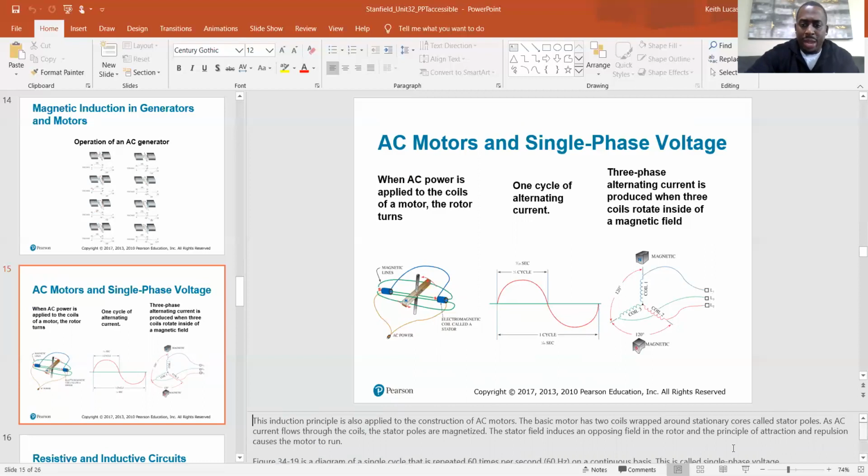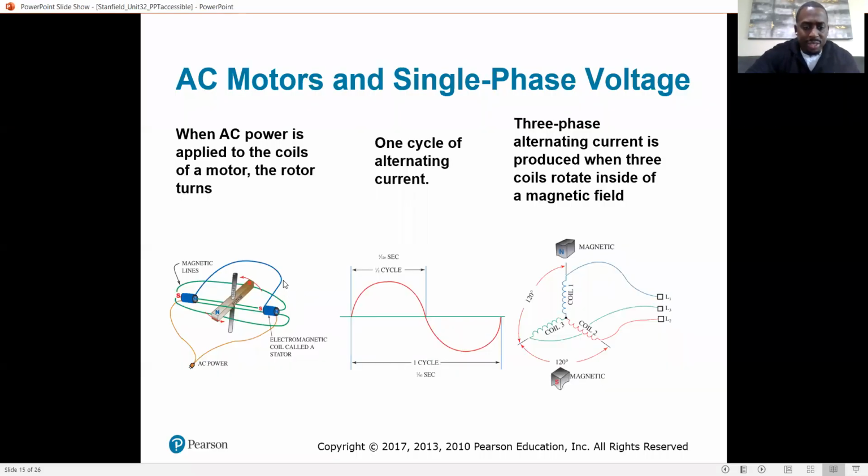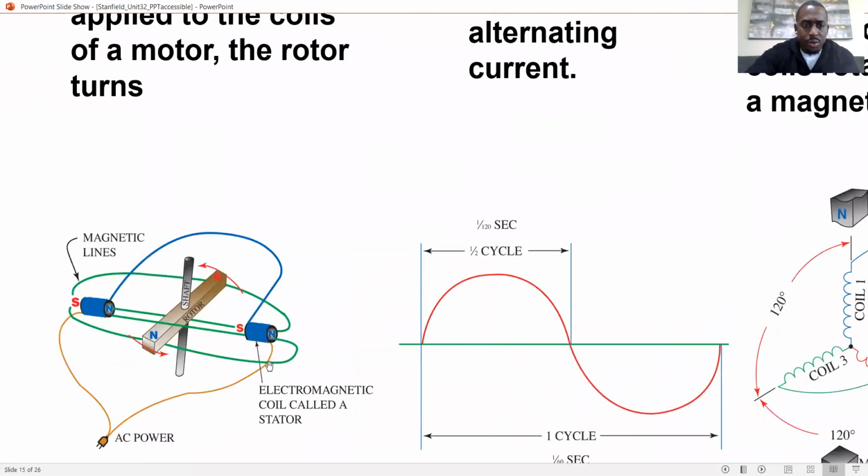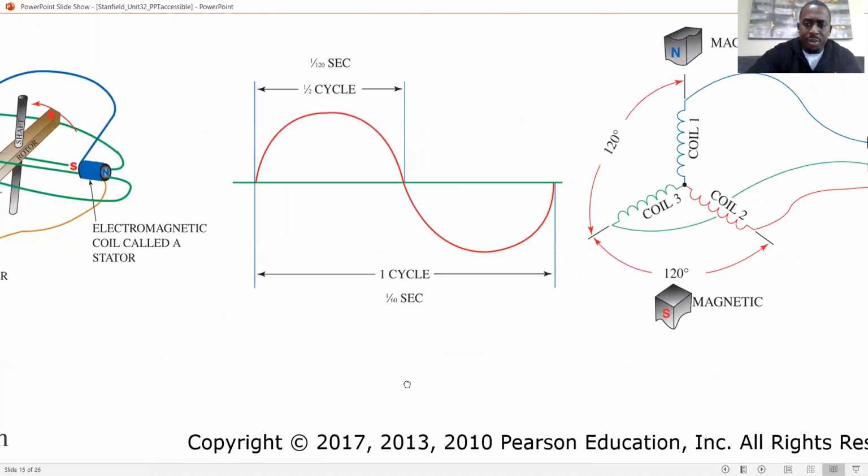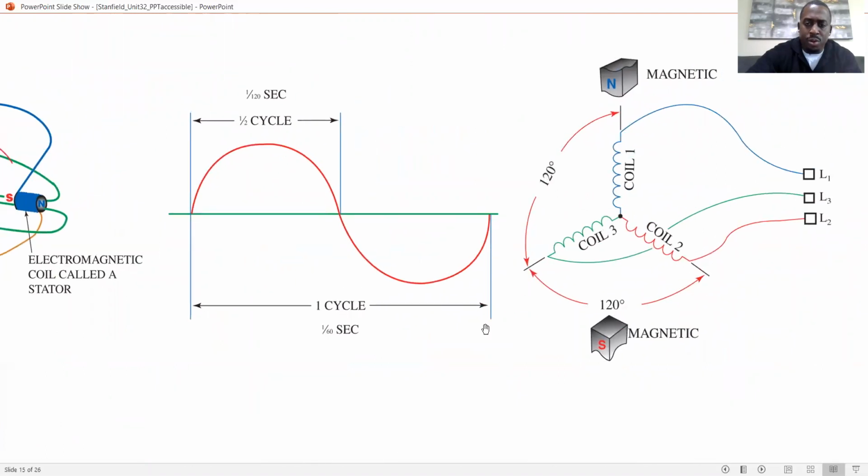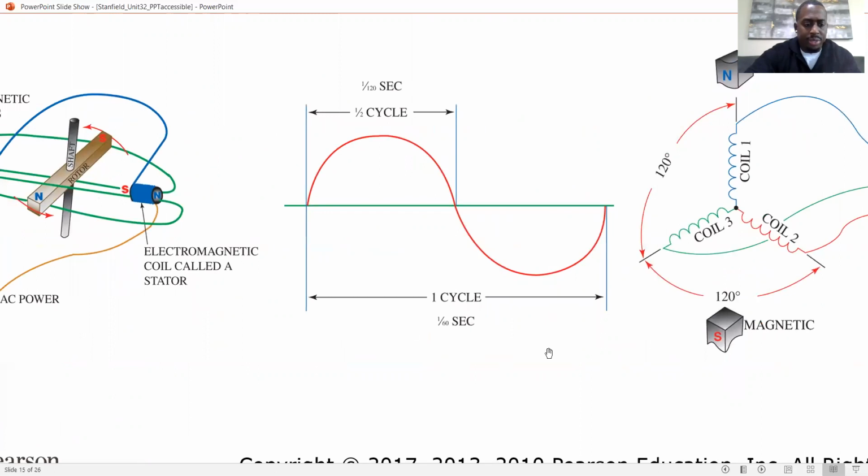So let me just back up. Right where it says the principle of attraction and repulsion causes the motor to run, there's a little graphic here that shows that. So you have your south poles here and your north poles on the opposite side. So this north is gonna be attracted to the south here, but then the south over here is gonna be attracted to the north over here, and that's what's gonna make this thing want to keep spinning. And so the same thing is happening over here on 3-phase, but you just have an additional conductor.